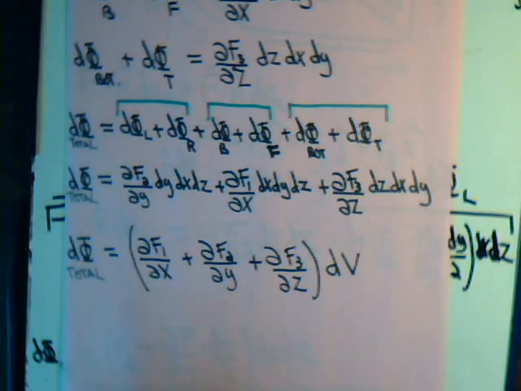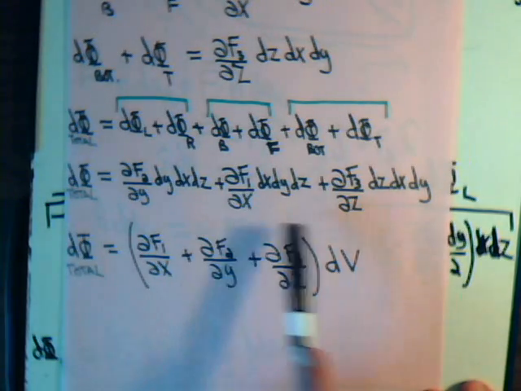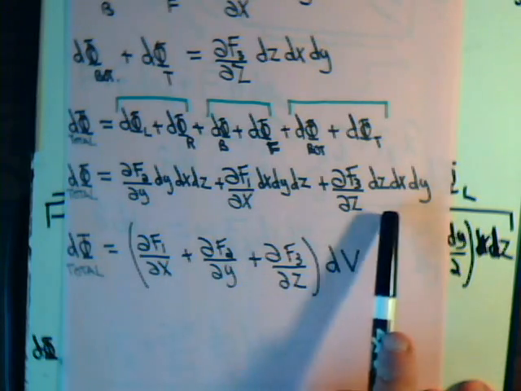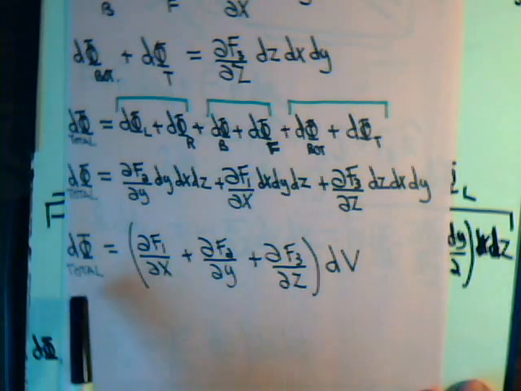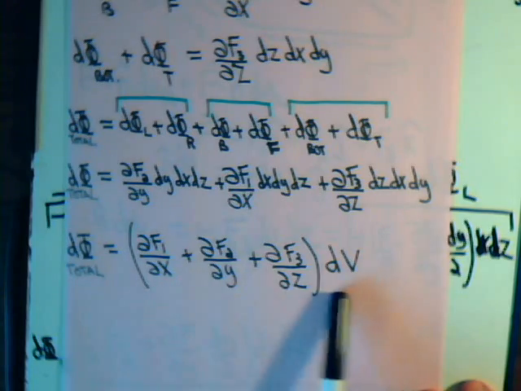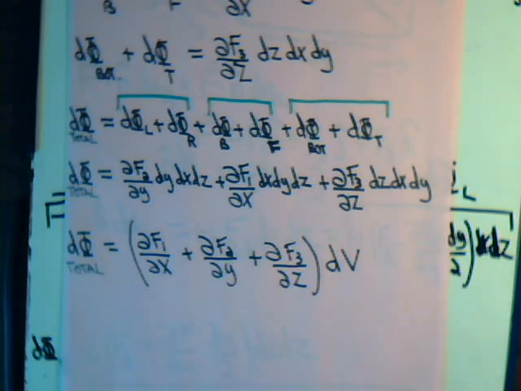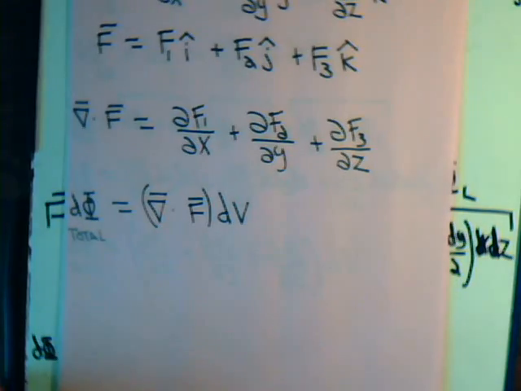When we add all these together, we will have this plus this plus this times dx dy dz, which of course is just a volume element, dv. So for our cube, the total differential flux is this. Now, to appreciate the significance of this, we have to back up a step and remember the del operator.